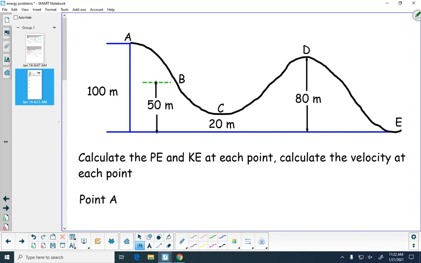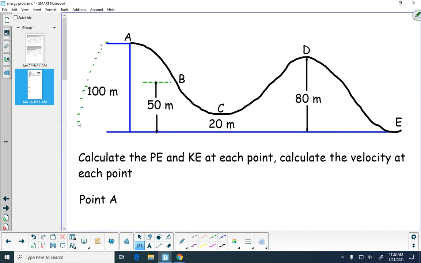Calculate the potential energy and kinetic energy at each point. Calculate the velocity at each point. Okay, we have a roller coaster here. We climb the steps to get to the top. Gravity will do all the work for us. We start out with a nice little nudge at the top where the little lever gets lifted and the roller coaster starts to roll.